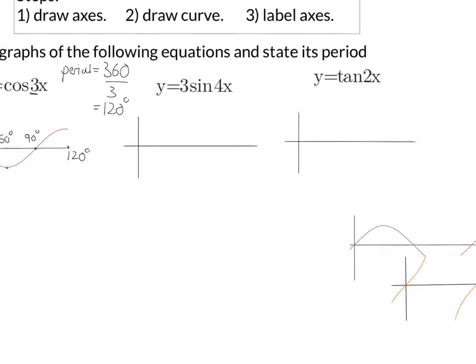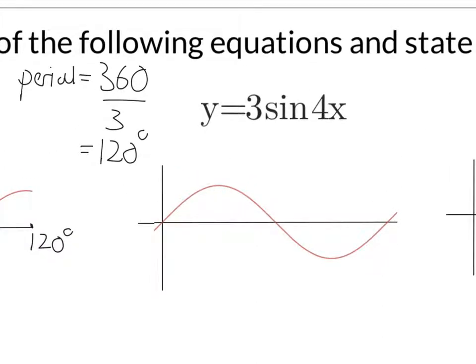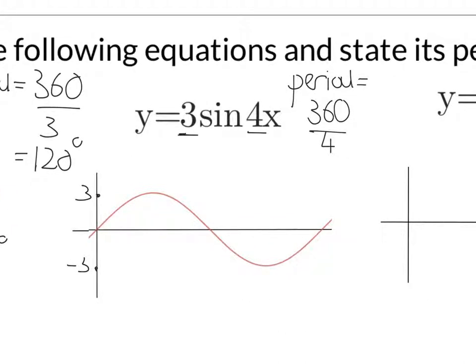Okay. The next one, y equals 3 sine 4x, so draw out the axes, then draw your curve, and then worry about labelling the axes. So we do have an a value here of 3, so that means our maximum value is 3 and our minimum is -3. Now, to find the period of these, we're going to take the normal period of a sine curve, which is 360, and divide it by b, which is 4. So the period for this curve here is 360 divided by 4, which is 90 degrees. So one period is 90 degrees, so we can label that already.